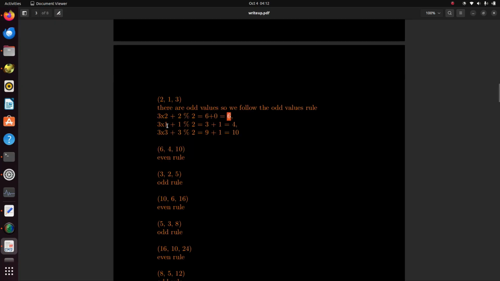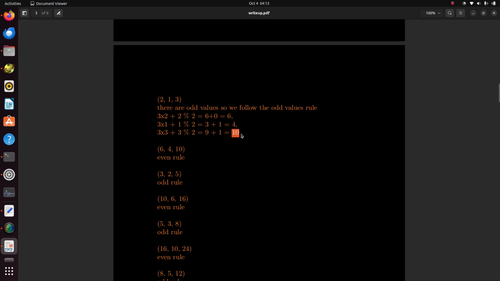The 1 is multiplied by 3, and then 1 modulo 2 is 1. So we have 3 here, and then 1 modulo 2, we have 1. That's 4. So the 1 is transformed into a 4. And the 3, multiply 3 by 3, that's 9. And we modulo 3 by 2. So 3 is an odd number, so we get 1. And then we get 10.